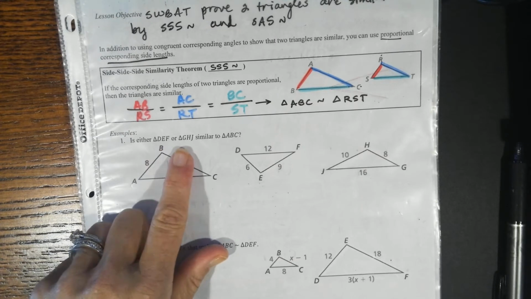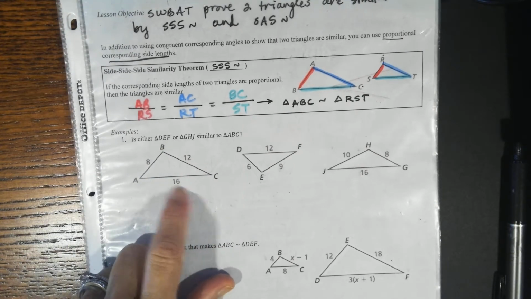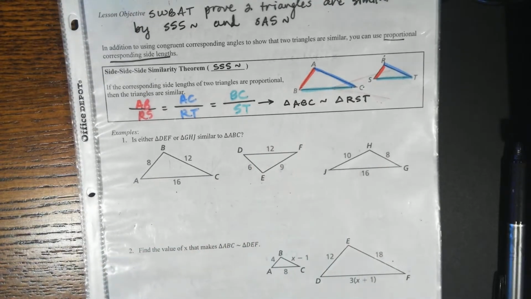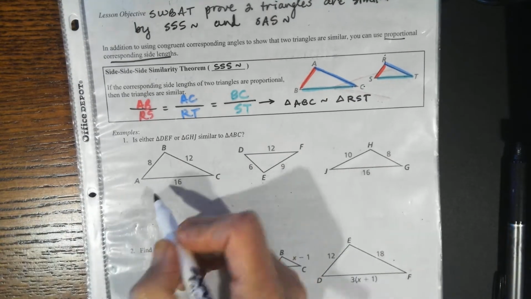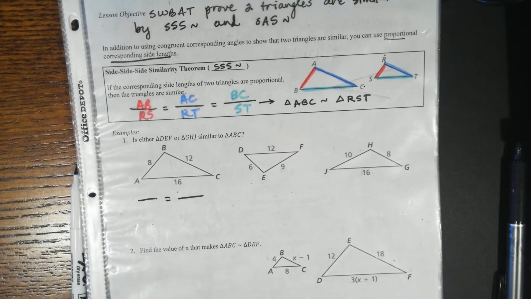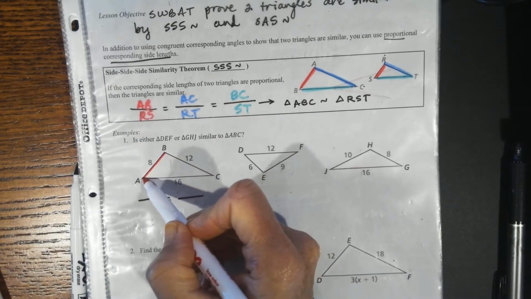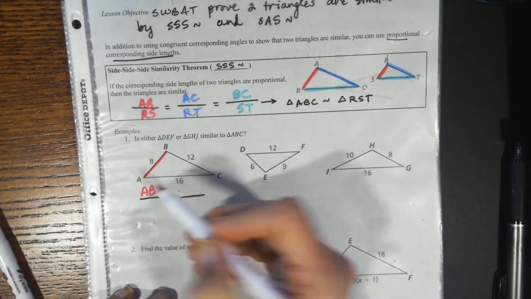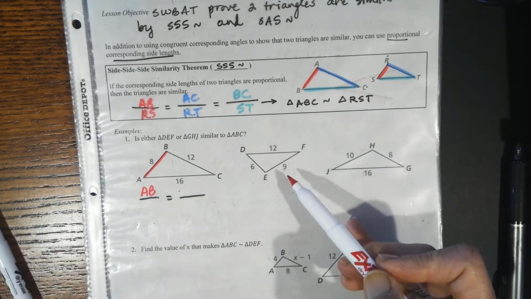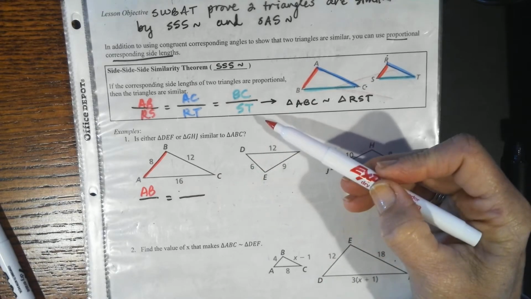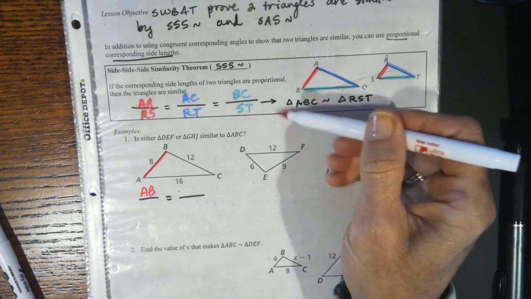Is either DEF or GHJ similar to ABC? So this is the first one, and we're going to compare it to each of those. So let's do our colors again. So we're basically going to figure out if these are equal. I'll start with red. All right. So is AB over, let's see, so this one, we have to figure out which one is corresponding. First of all, I'd have to flip it upside down, right? So it would look like this.